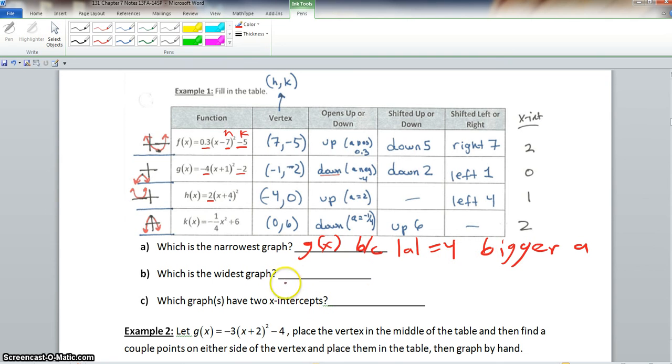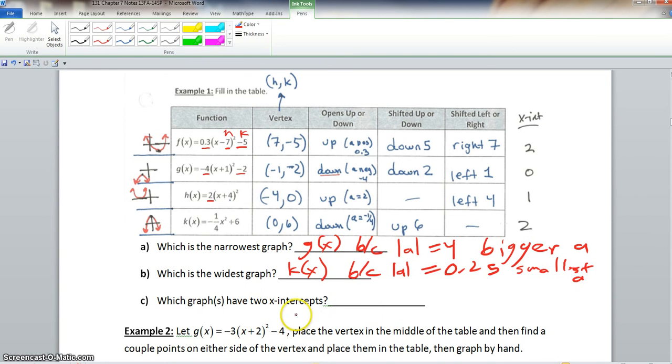Now it says, what is the widest graph? Now we know it has to be k of x. And that's because the absolute value of a is equal to 0.25, which we know commonly as 1/4. So you could put 0.25 or just 1/4. And we know that that is the smallest a.